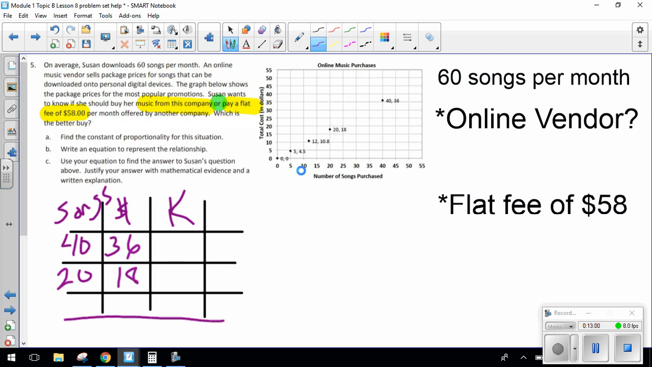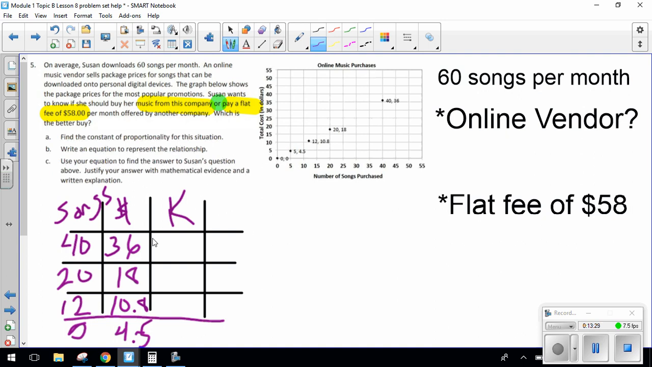When I look here, I know that 12 songs will cost me $10.80. And down here we know that 5 songs will cost $4.50. And this makes sense too. If I buy 0 songs, I pay $0.